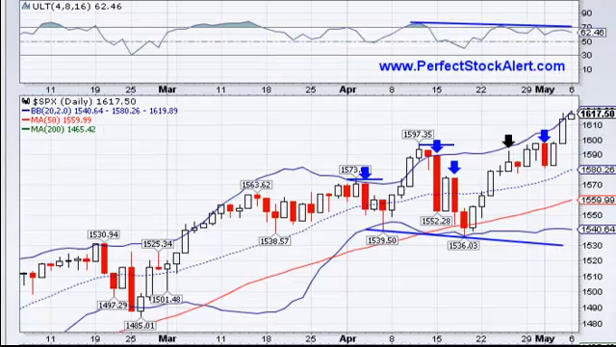A quick little glance here at the SPX, the S&P 500, just to show you how the inversion goes. You can see that we have a series of higher highs going on the S&P, or the SPX, right here.